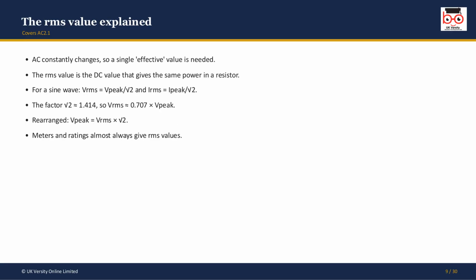Let's unpack that RMS idea a little more. Because AC is always changing, we need one effective number to describe it. And the RMS value is the DC value that would deliver the same power to a resistor. For a sine wave, the RMS voltage is the peak voltage divided by the square root of 2, and the same goes for current. Since the square root of 2 is about 1.414, the RMS value comes to roughly 0.707 times the peak. Turn that around and the peak equals the RMS value times the square root of 2. Almost every meter and rating you'll meet is quoting RMS.